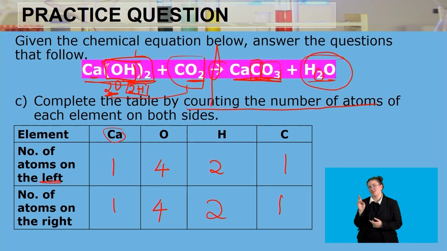Now, as you can see from the counting of these atoms on the left-hand side and the right-hand side, the number of atoms on the left is equal to the number of atoms on the right-hand side.